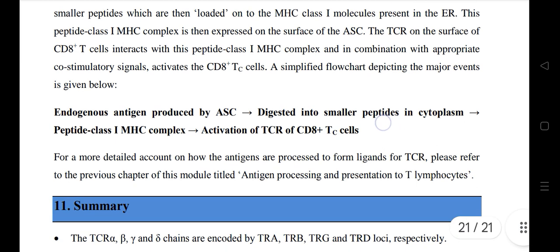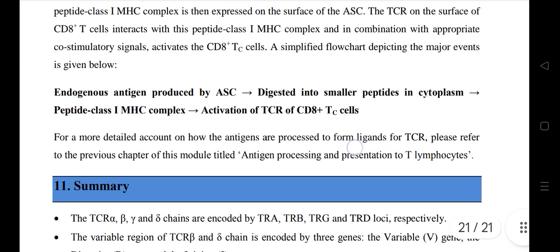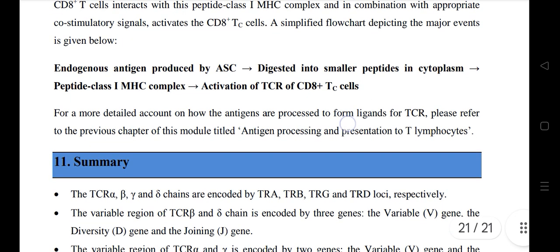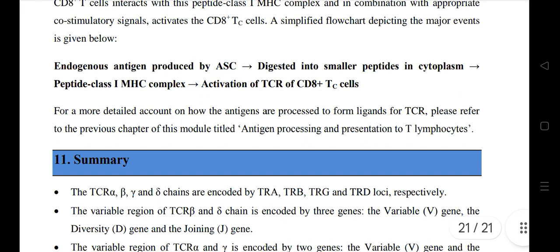present in the ER. This peptide class 1 MHC complex is then expressed on the surface of the cell. The TCR on the surface of CD8 plus T cells interact with this peptide class 1 MHC complex and in combination with appropriate co-stimulatory signals activate the CD8 plus T cells. A simplified flowchart depicting the major events. So, endogenous antigen produced by altered self cells digested into smaller peptides in cytoplasm, peptide class 1 MHC complex, activation of TCR of CD8 plus TC cells.